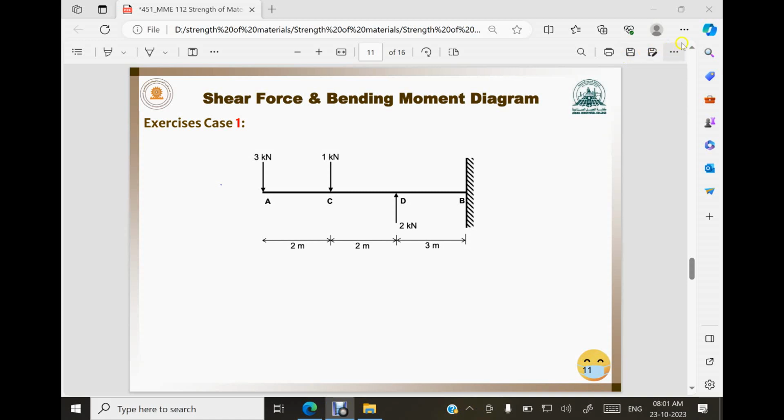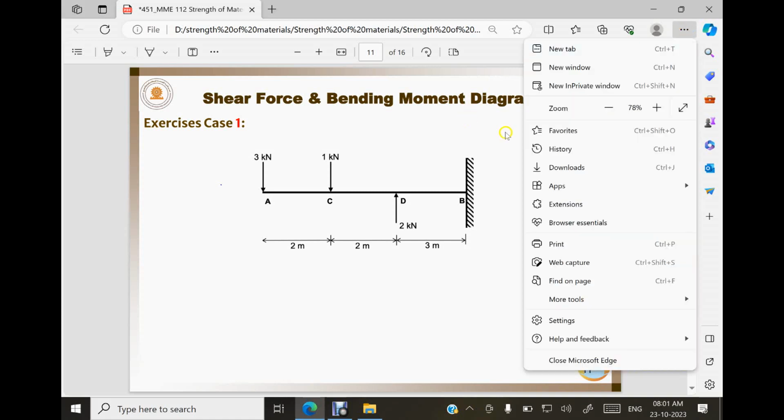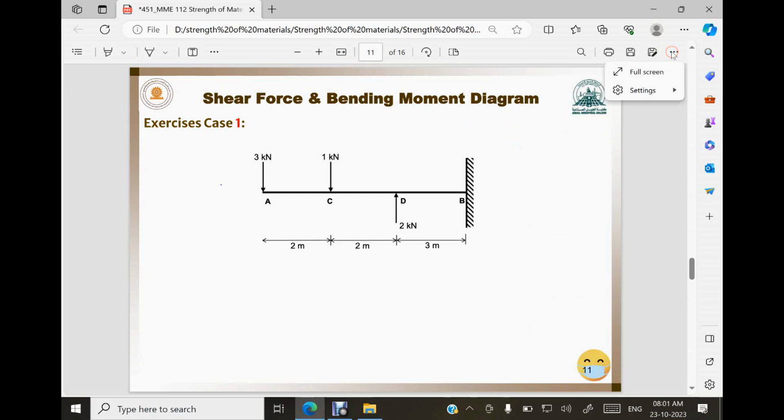What do we call it? One minute. Let's make it full screen.